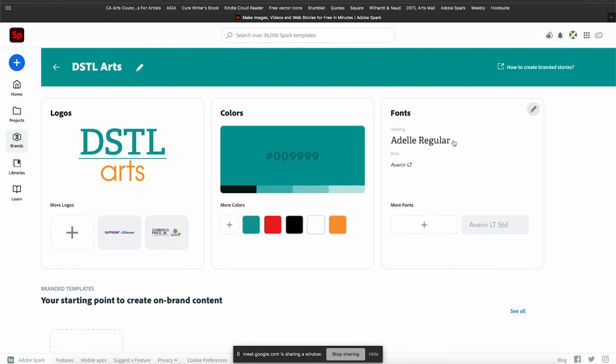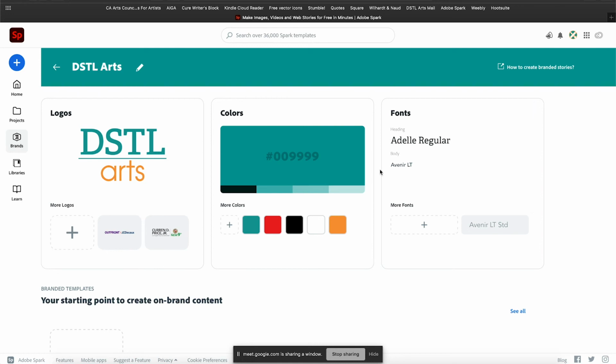The same with the fonts, right? So these are the fonts that I use for everything that is related to DSTL Arts. It's this one called Adele Regular and this one called Avenir. Avenir is the one that you'll see the most in our Conchas y Café zines. And also the one that you'll see in our Art Block zine too.